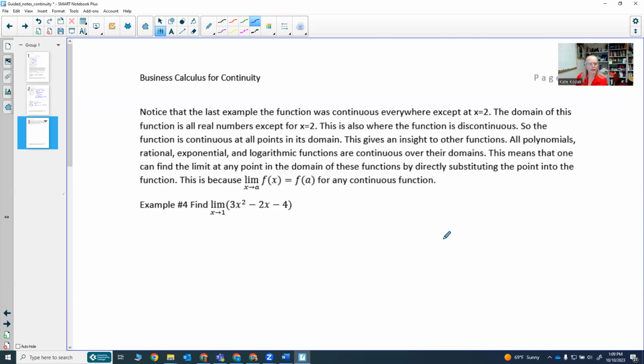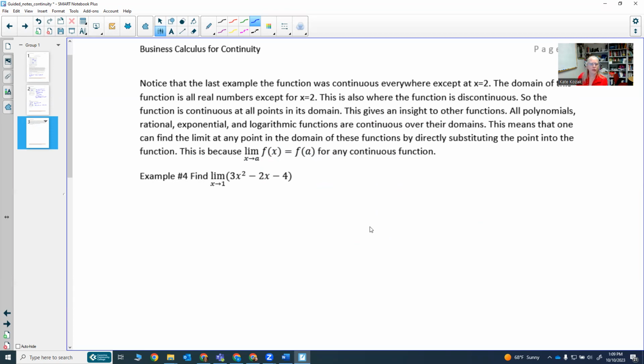This means that one can find the limit at any point in the domain of these functions by direct substitution, substituting the point into the function. This is because the limit as x goes to a of f of x is in fact f of a for any continuous function. So our last example is number 4.